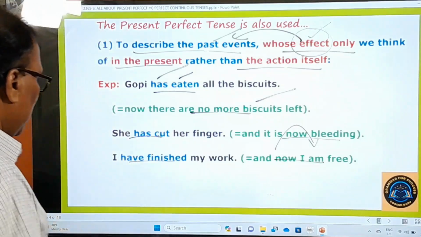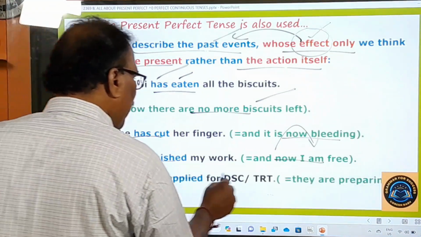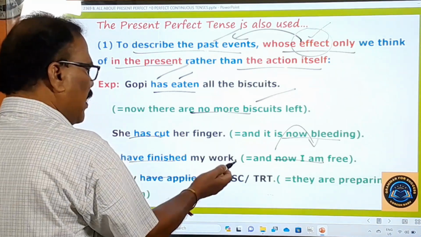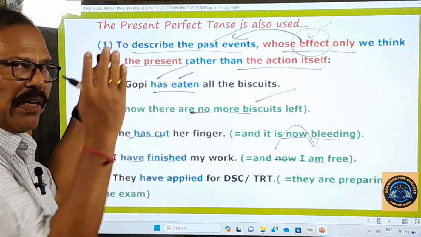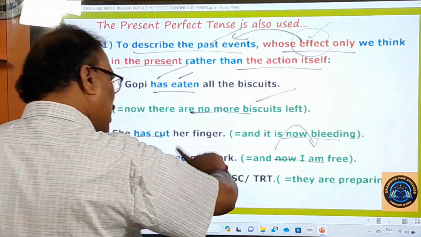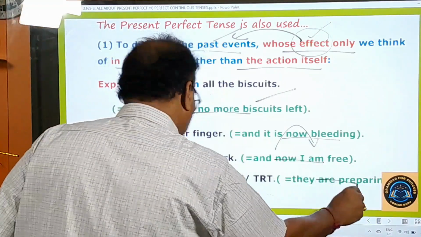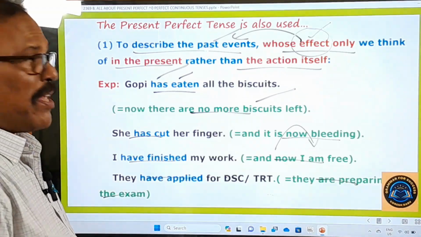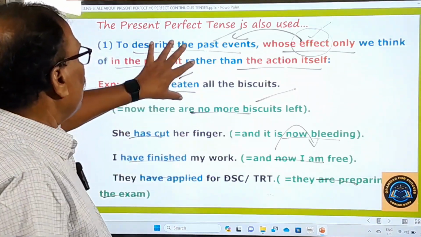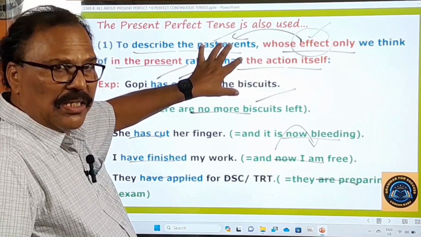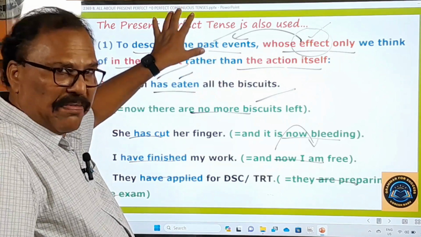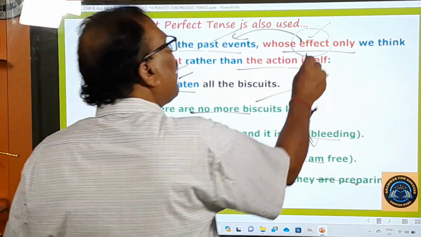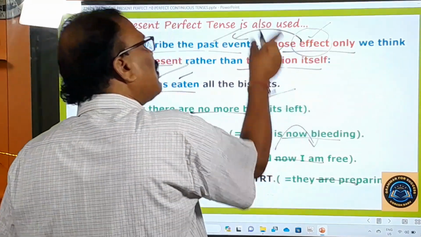Okay, right. And here they have applied for DSC TRT. They have applied. Actually applied, that action was over long ago. But now what is the result of that? What is the effect of that? They are preparing for the exam. Now they are preparing for the exam. And in this way, to indicate the past actions, we use the present perfect tense. Why? In order to think of its effect rather than the action itself.